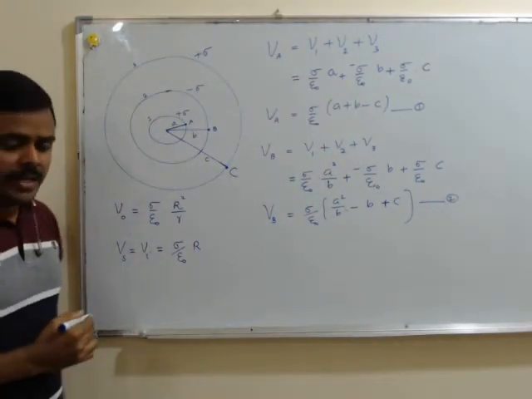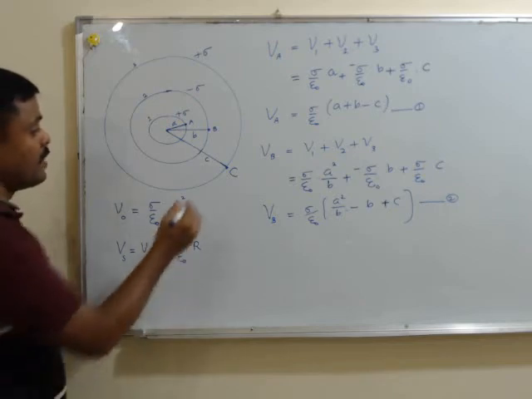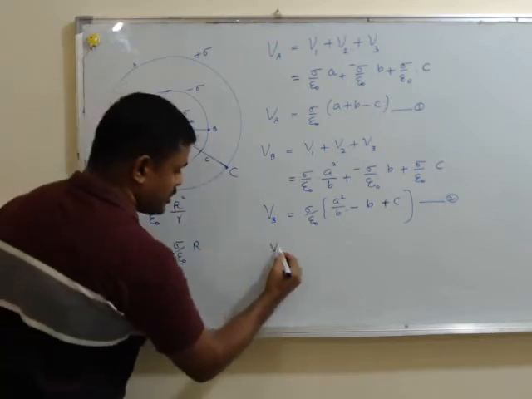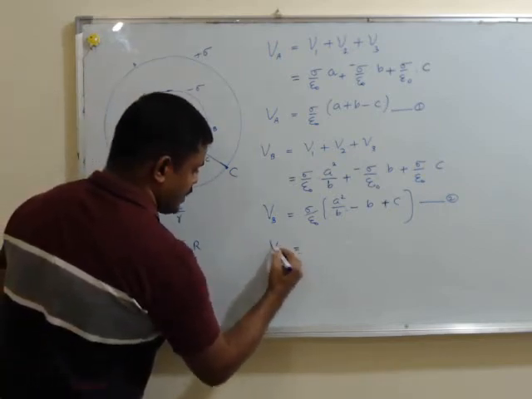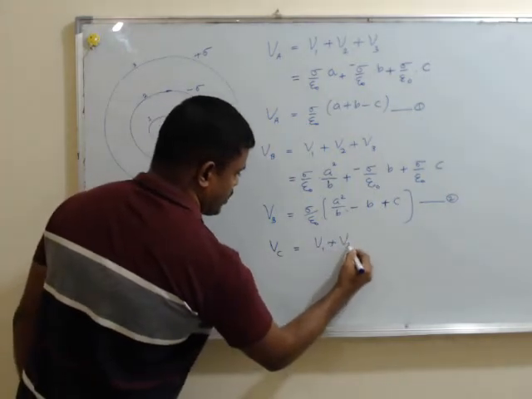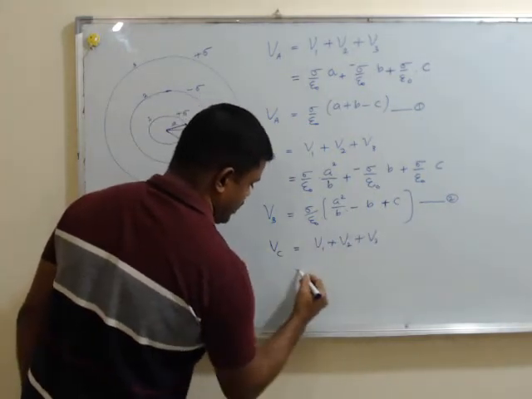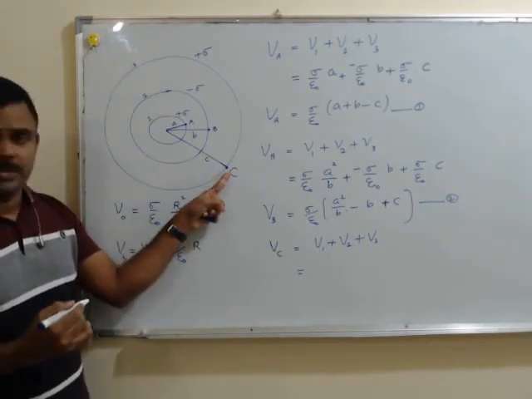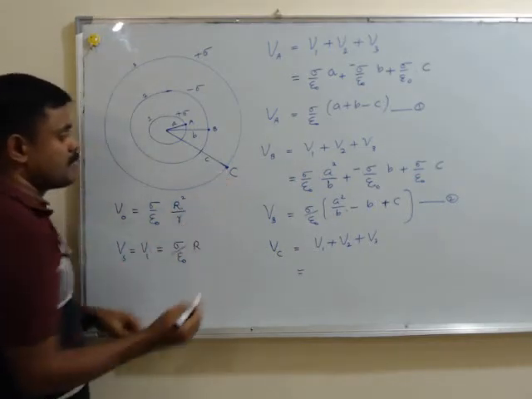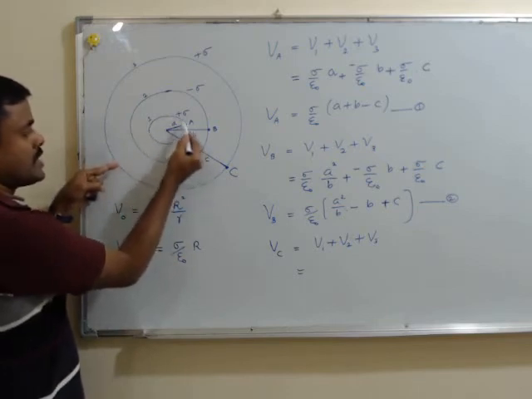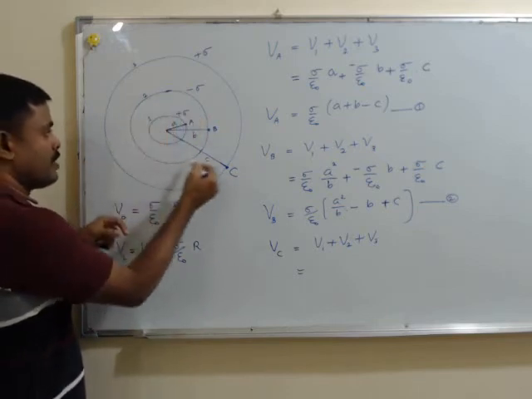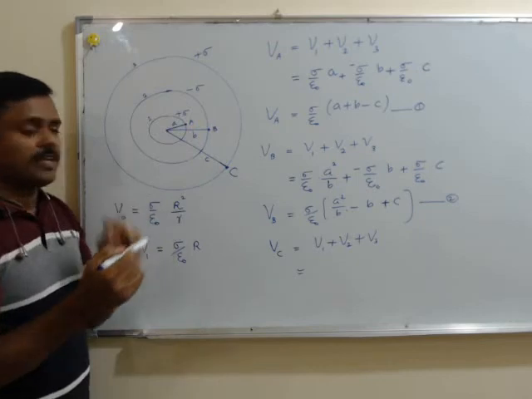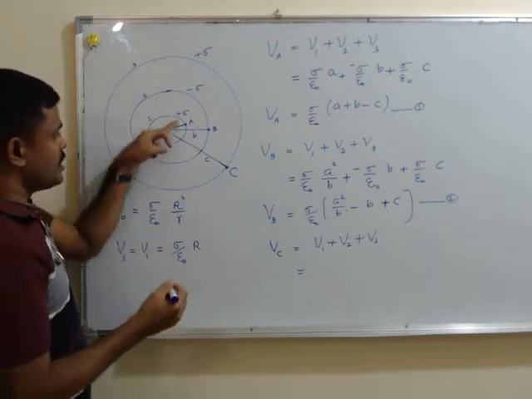Similarly, I'll have one more point. Potential at C is to be calculated. Potential at C also has three components, V1 plus V2 plus V3. So look at this outermost point. This point is an outside point for this shell, and a surface point for this shell, right? So I'm writing due to this one.